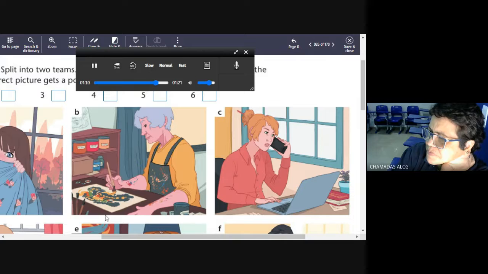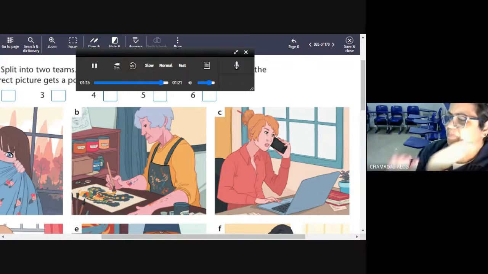Six, here's my grandmother Jackie. She has short gray hair and blue eyes. She's pretty serious about her hobby. She is a painter.